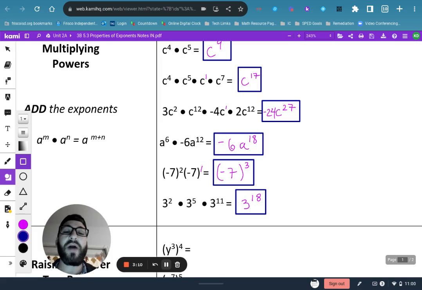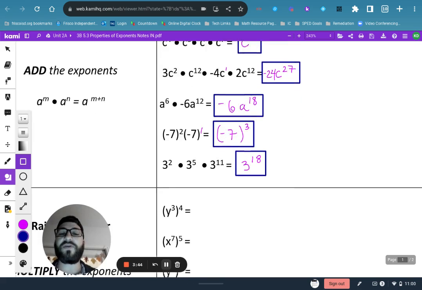Now our 2 down on the bottom, notice how our bases this time, instead of being variables, are numbers. Well, we don't treat them any differently. We don't actually multiply the bases together. So negative 7 to the 2nd times negative 7 to the 1st is not equal to 49 to the 3rd. It's still equal to that same base of negative 7 to the 3rd. So bases stay the same when we're applying our exponent properties. It's only the exponents that are going to change. And then last but not least, 3 squared times 3 to the 5th times 3 to the 11th. Base of 3 stays the same, and we add those powers together to get 18.